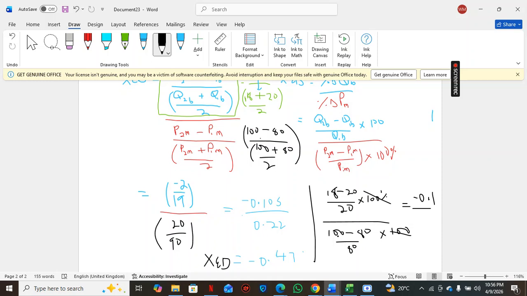Then on our denominator, 100 minus 80 is 20. 20 divided by 80 gets 0.25. So negative 0.1 divided by 0.25, you get negative 0.4. Almost similar. So in both situations, we've got a negative cross price elasticity of demand.